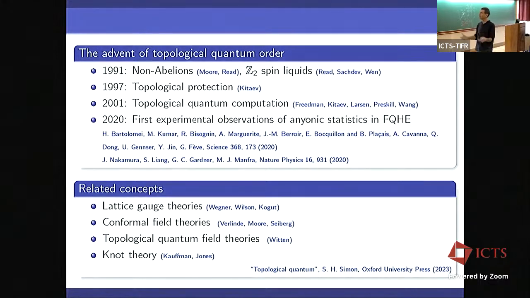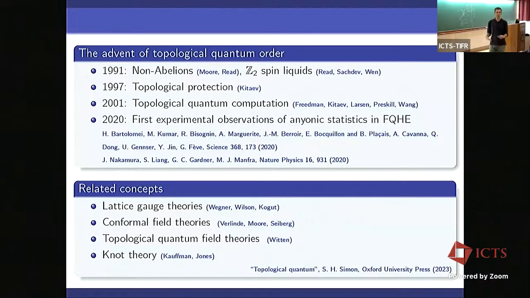And then in the 90s, following these very interesting ideas, many systems were proposed by various people. So of course the celebrated Moore-Read wave function for fractional quantum Hall effects, also the Z2 quantum spin liquid by Read, Sachdev, and Xiao-Gang Wen. And later on, in the late 90s, Alexei Kitaev understood that those states of matter, which have some very special properties, could be used for topological quantum computation. So there is this famous paper about the toric code, which has attracted much attention.